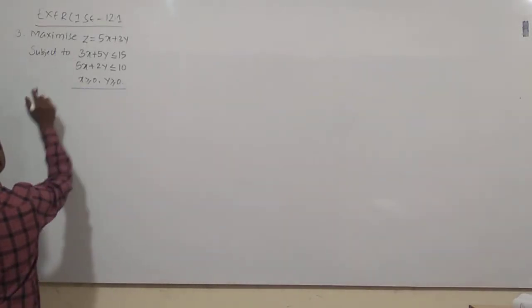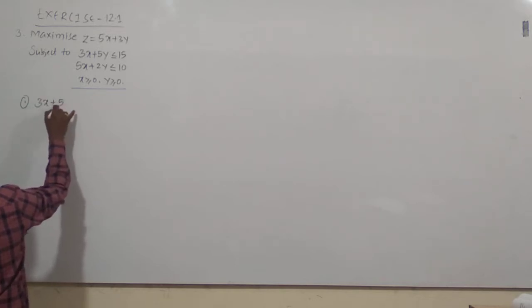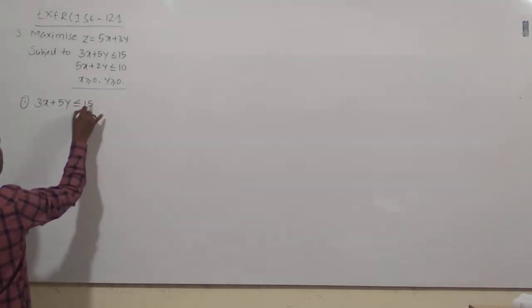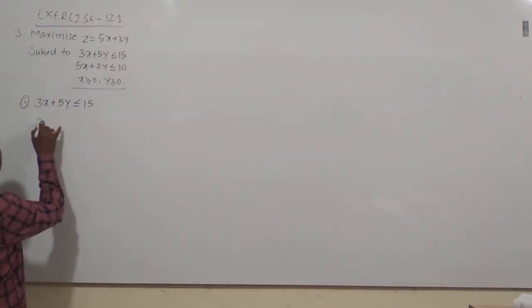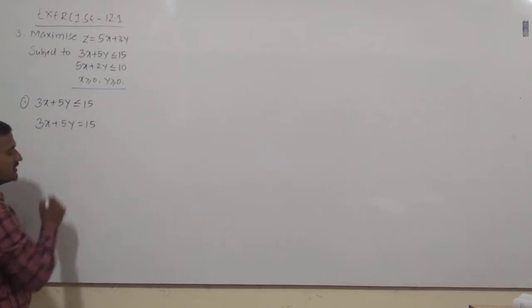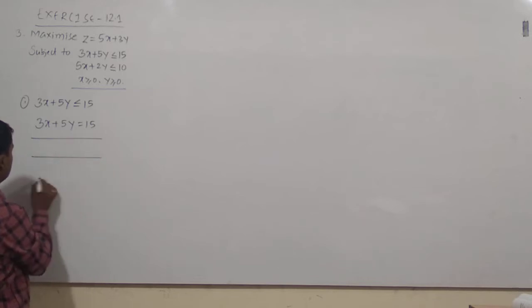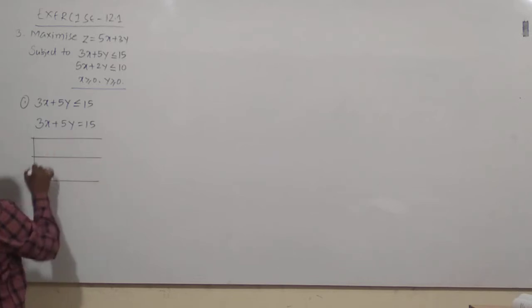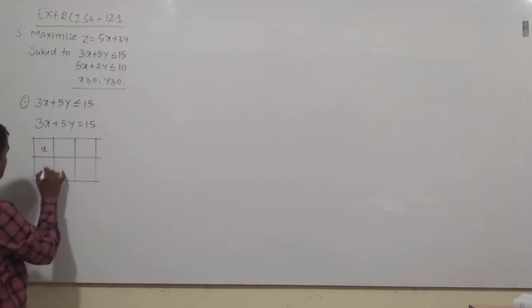The first inequality is 3x plus 5y less than or equal to 15. Write the inequality as an equation, hence 3x plus 5y equal to 15. So clearly, what does it represent? It represents a straight line. To draw a straight line we need 2 points x, y.